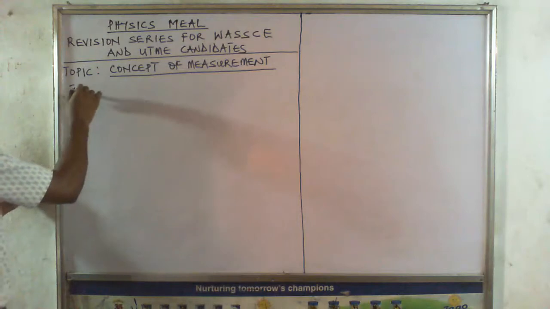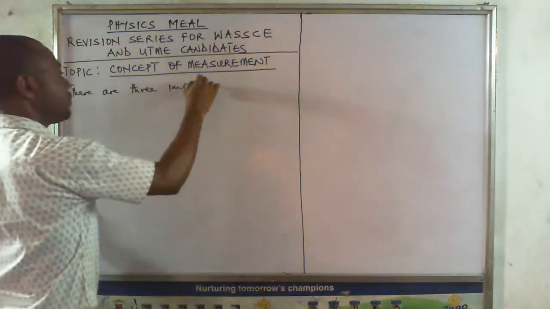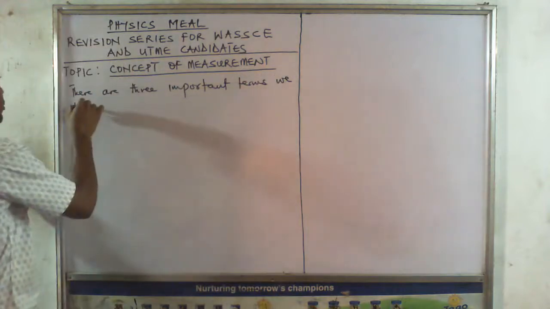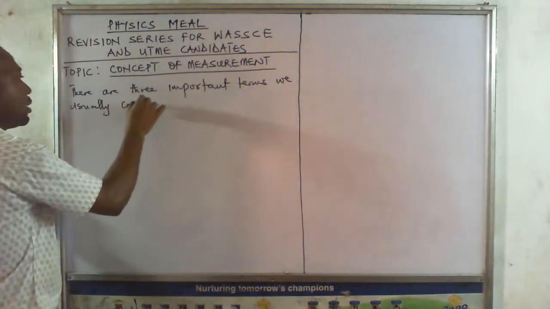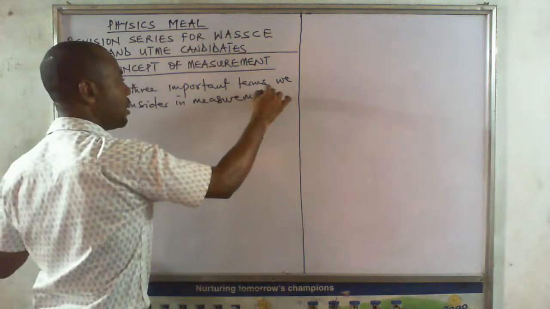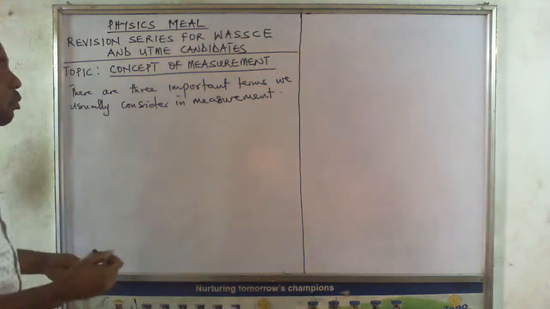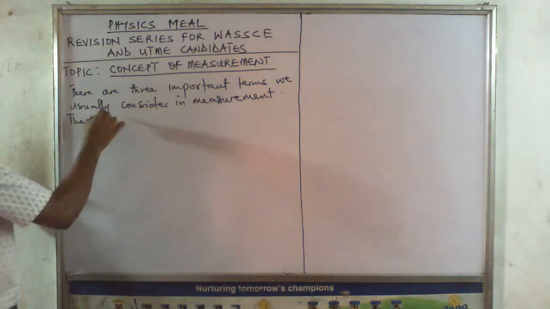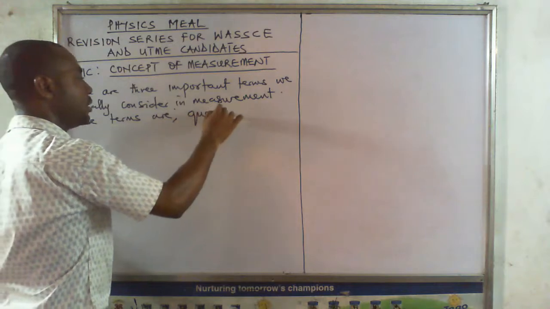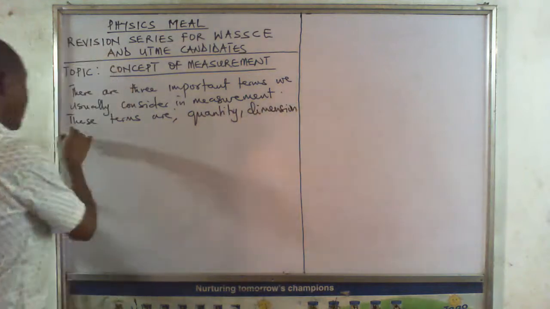There are three important terms that we usually consider in the concept of measurement. What are these terms? These terms are quantity, dimension, and unit.